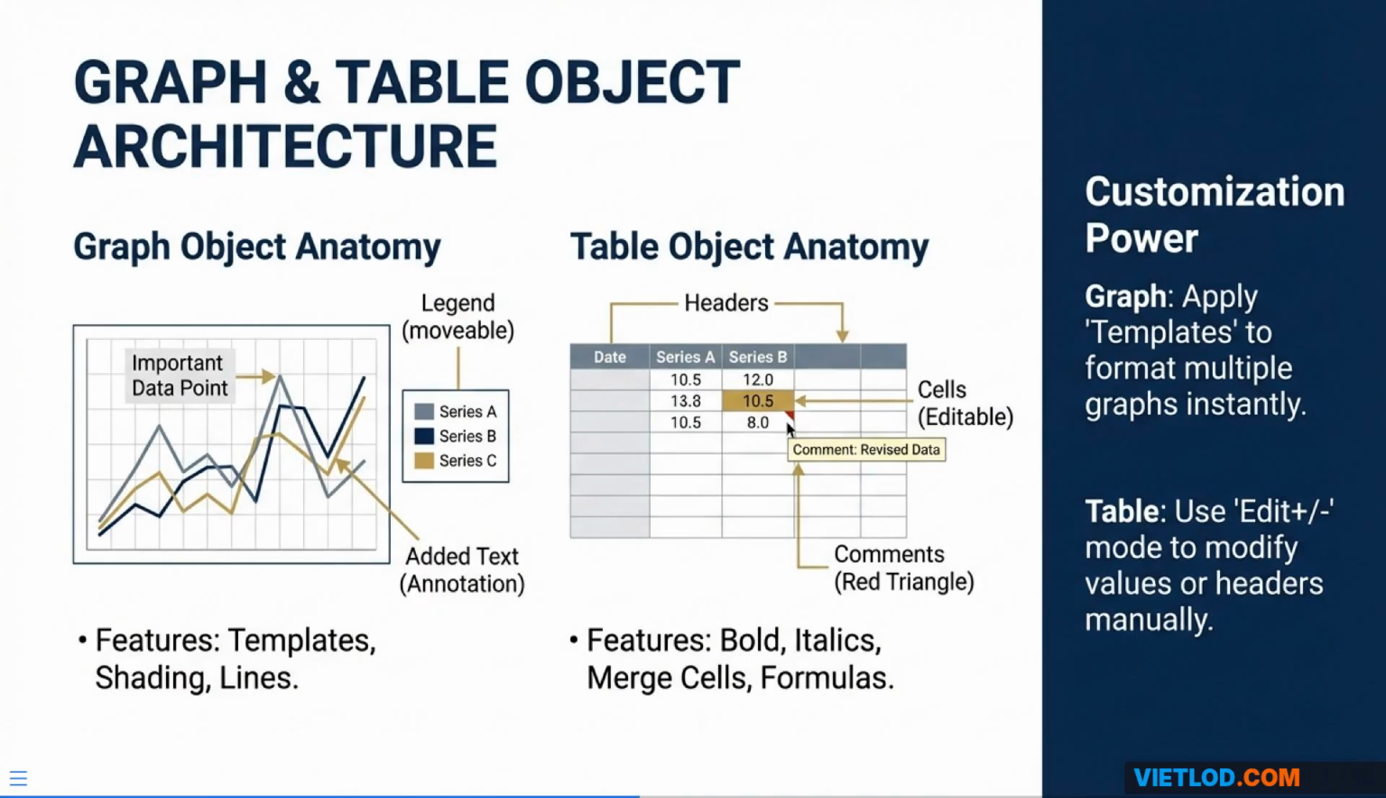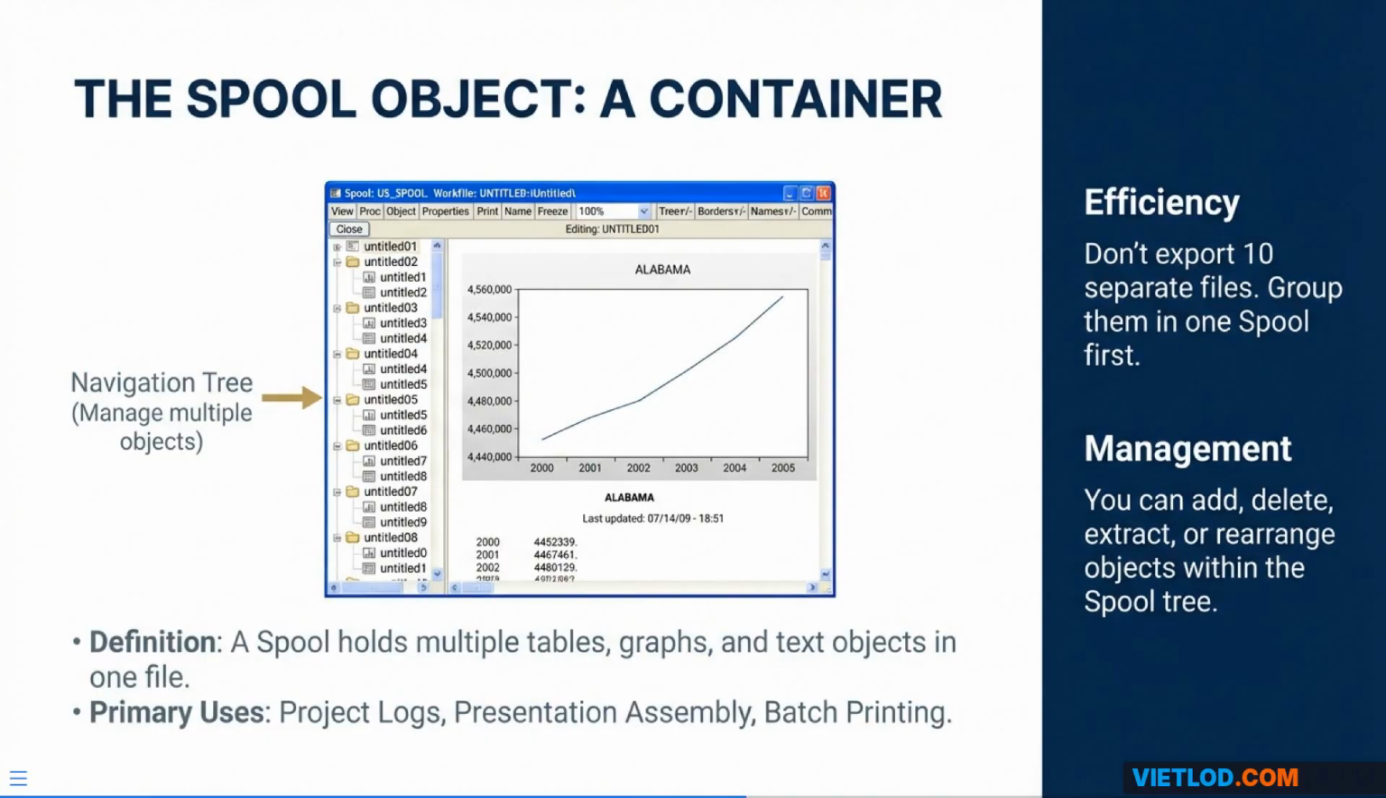The customization power section on the right summarizes the core strength. For graphs, you can apply templates to instantly format multiple graphs with a consistent look. For tables, you use the Edit plus minus mode to manually modify values or headers, giving you complete control over the presentation of your numerical results.